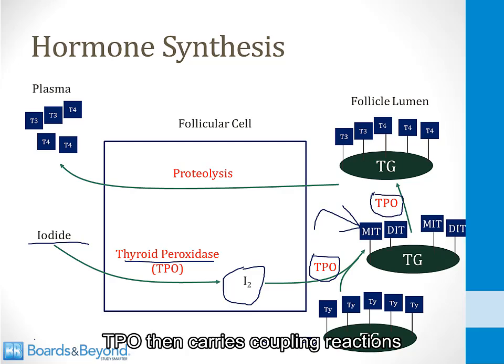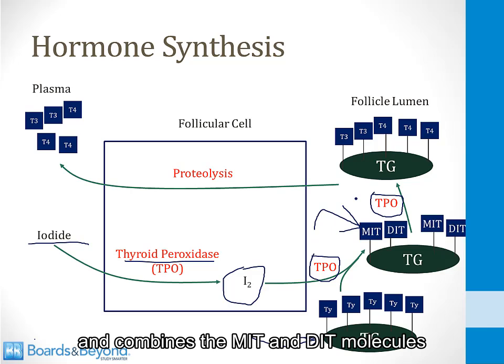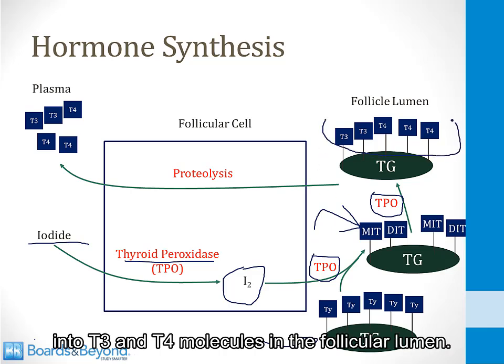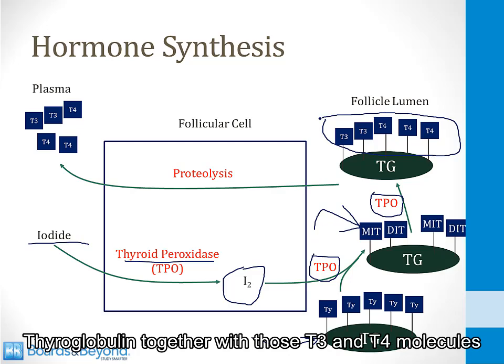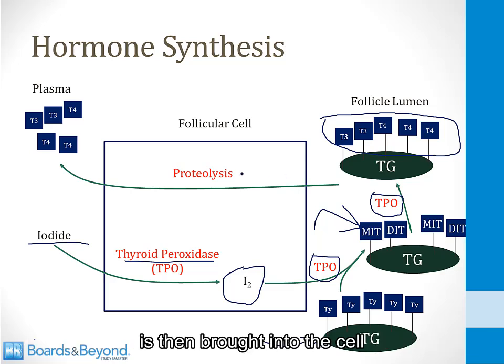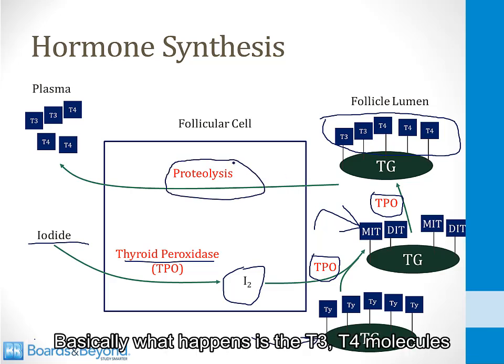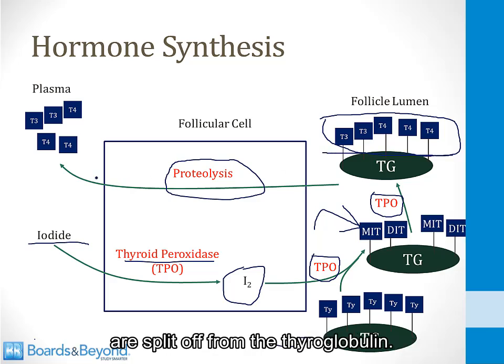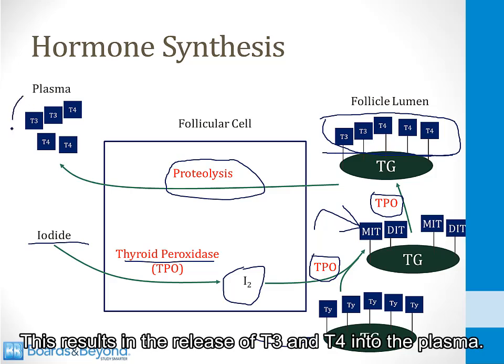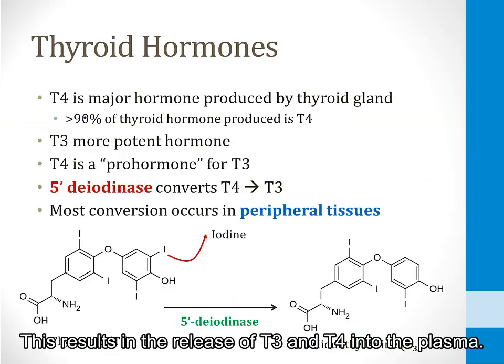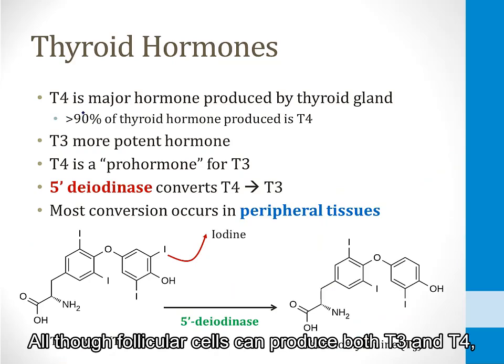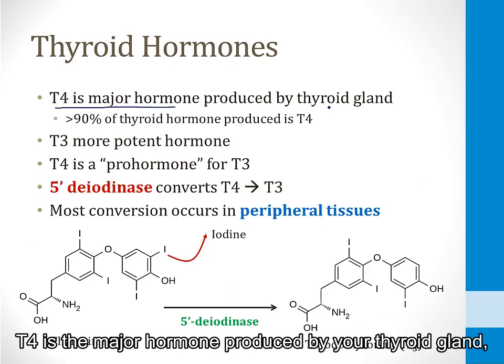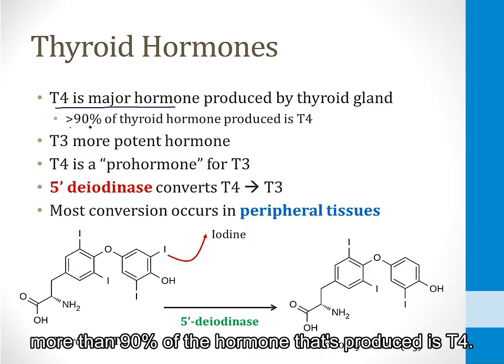TPO then carries out coupling reactions and combines the MIT and DIT molecules into T3 and T4 molecules in the follicular lumen. Thyroglobulin together with those T3 and T4 molecules is then brought into the cell and it undergoes proteolysis. Basically what happens is the T3, T4 molecules are split off from the thyroglobulin. This results in the release of T3 and T4 into the plasma. Although follicular cells can produce both T3 and T4, T4 is the major hormone produced by your thyroid gland. More than 90% of the hormone that's produced is T4.